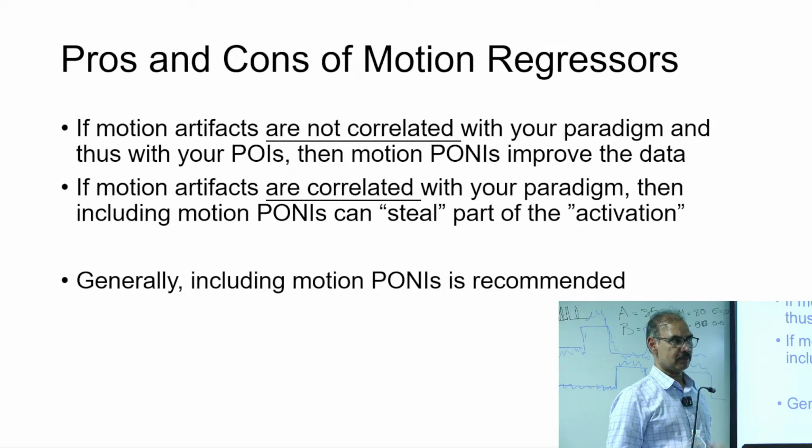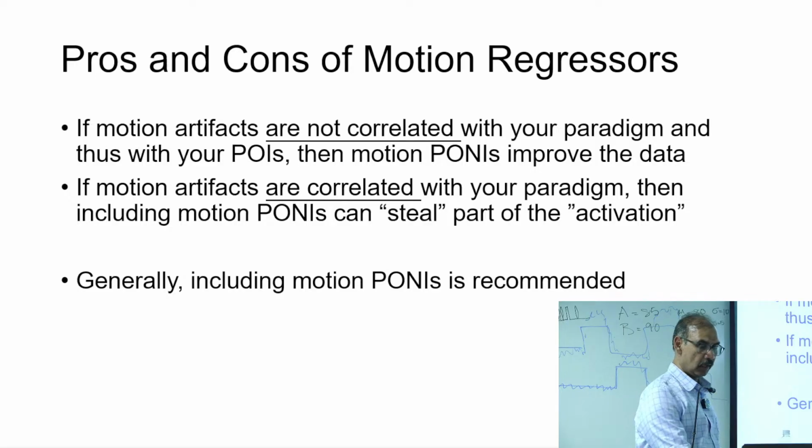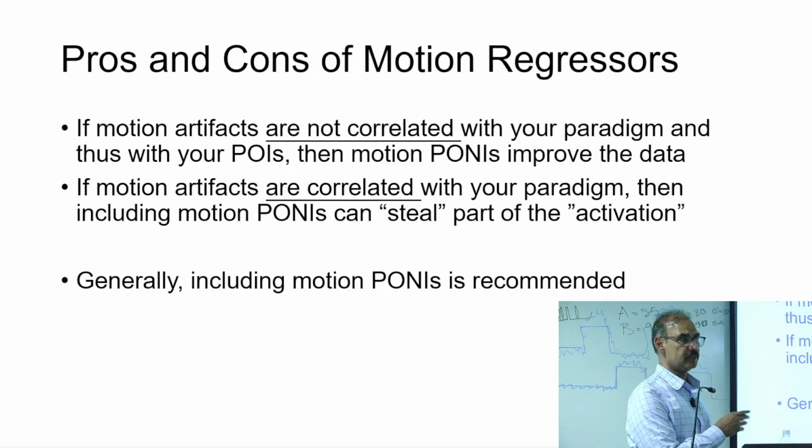Maybe the person became sleepy or so and slightly tilted their head and it had nothing to do with the task, and therefore you can use it as predictors of no interest, right? So you use the noise sources and then use them as predictors of no interest.